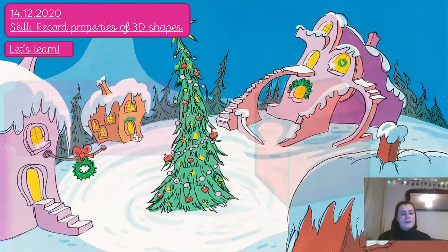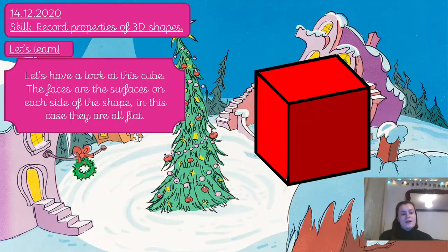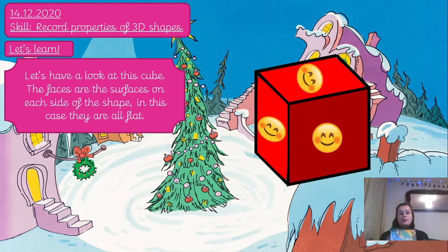Okay, so let's have a look at this cube. The faces are the surfaces on each side of the shape. In this case, each face is flat. So I've got my cube tissue box here to show you. So the faces are the flat bits here. They're not always flat because on spheres they're curved, but on a cube they are all flat.